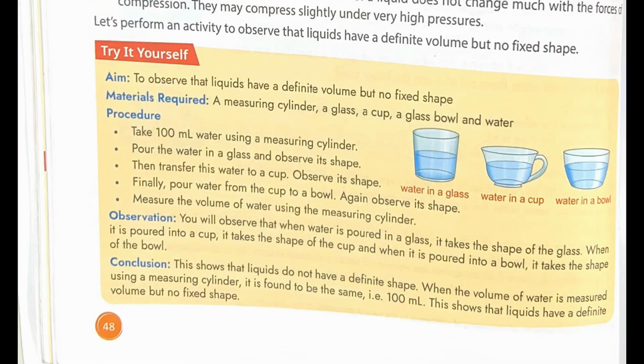You will observe that when water is poured in a glass, it takes the shape of the glass. When it is poured into a cup, it takes the shape of the cup. And when it is poured into a bowl, it takes the shape of the bowl. We can conclude that this shows that liquids do not have a definite shape. When the volume of water is measured using a measuring cylinder, it is found to be the same, that is 100 ml. This shows that liquids have a definite volume but no fixed shape.